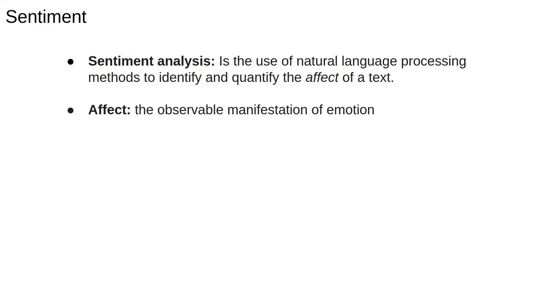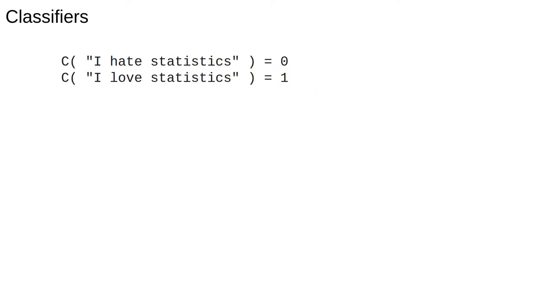Sentiment is the use of NLP methods to quantify the affect of a text. The word affect in this context means the emotion that is expressed by the text. The simplest type of sentiment analysis just assigns a label to a piece of text, say 0 for negative and 1 for positive. Generally, these labels are learned by running a machine learning algorithm on a big labeled dataset. This is not a machine learning course, but we'll show how to make a simple sentiment classifier using NLTK.